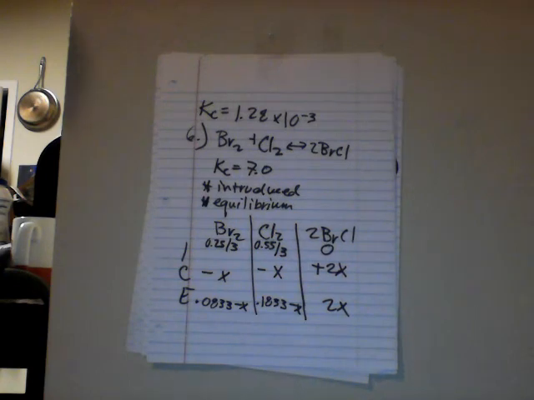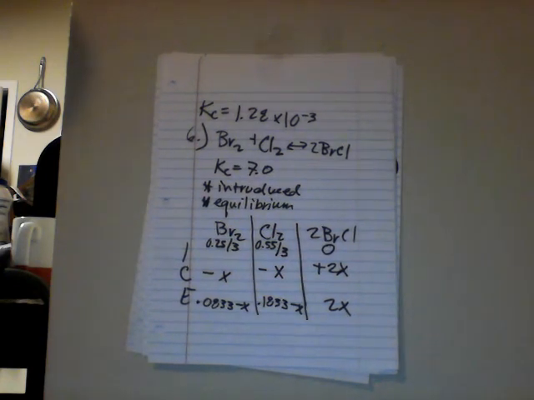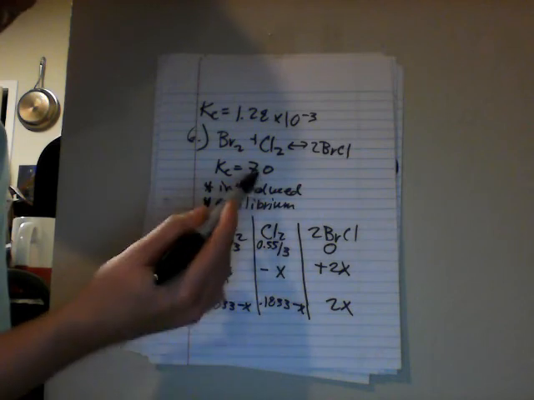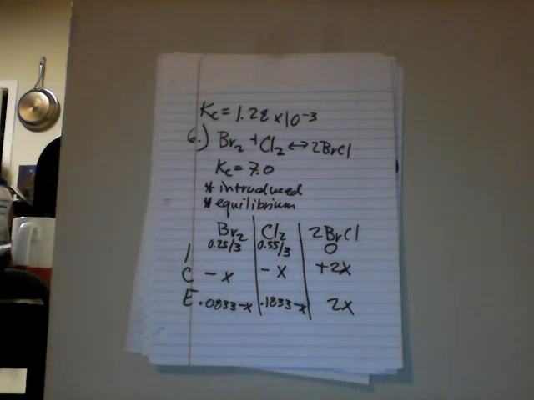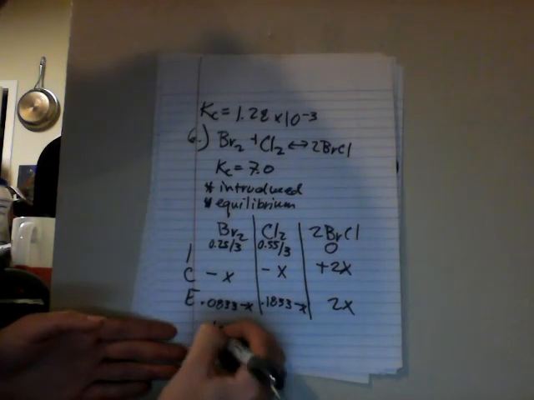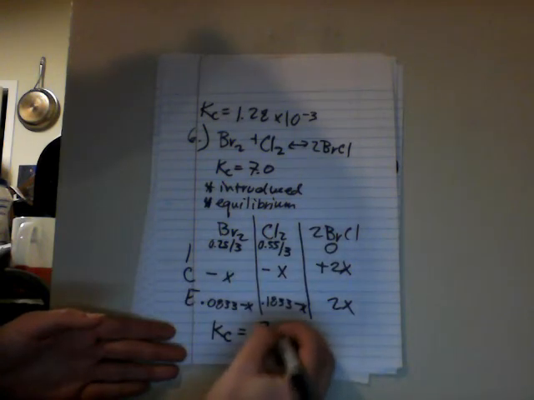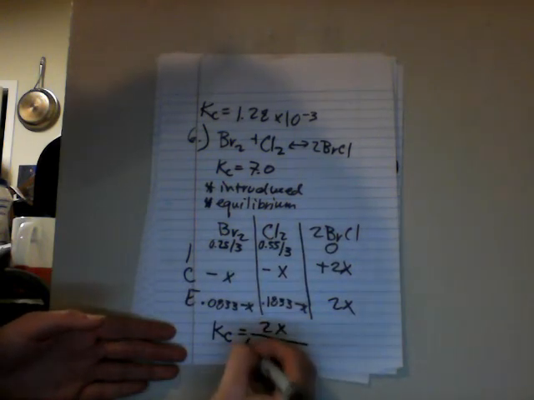Now, a big indication that you will have to use the quadratic formula is when you have these equilibrium values with the x's and they give you the Kc value. So let's write out the equilibrium expression as if they were full numbers, like we always have been. My Kc is equal to products over reactants.